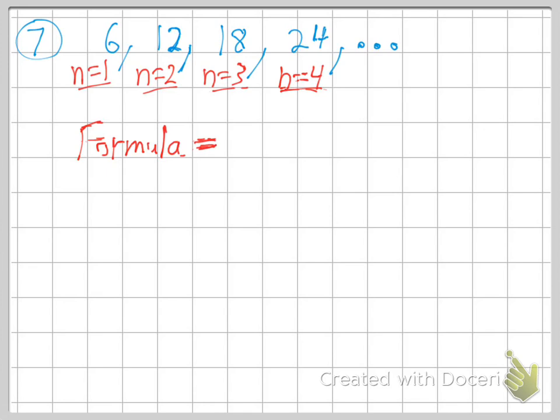All right, formula. So what formula are we plugging into? What can you plug 1 into, get 6? 2 into, get 12? It's just 6n, huh? We're just plugging into 6n, aren't we? See how that works? Because if you plug in 1, you'll get 6. Plug in 2, 6 times 2 is 12. 6 times 3 is 18. Good so far?